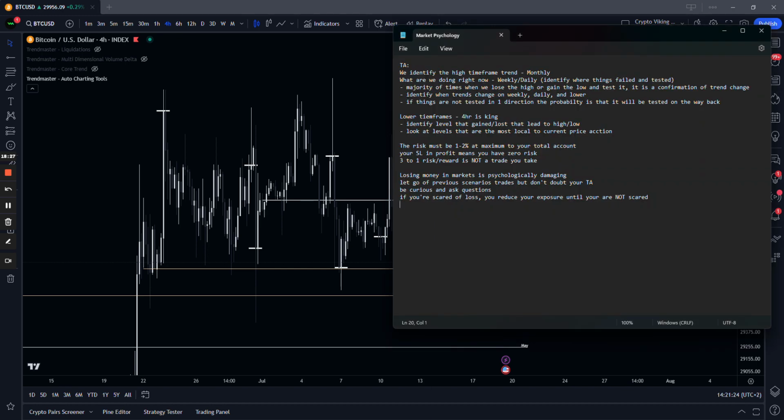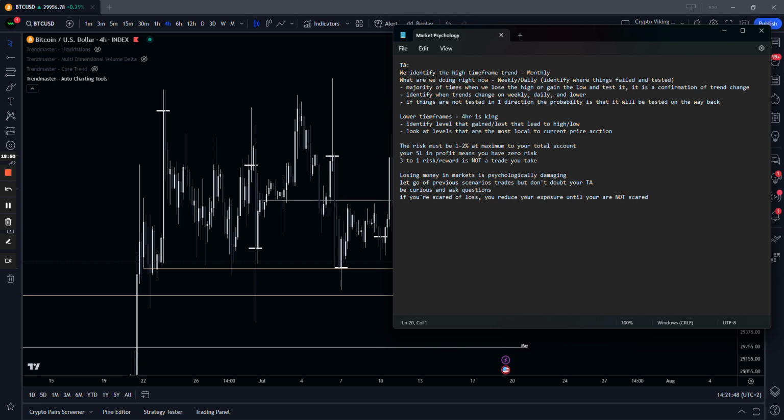So we talked about identifying a high time frame trend, the monthly. We talked about what we're doing right now, identifying weekly and daily, where things failed and where they're tested. The majority of times when we lose the high or gain the low and test it, it is a confirmation of trend change. It's higher probability. So you can identify these trend changes on the weekly, the daily, and lower, right?